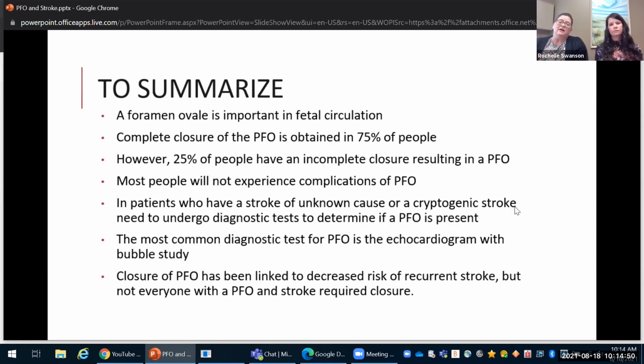That does not mean that everybody who has a PFO requires closure, nor does everyone who has a PFO and a stroke require closure. And one thing that I didn't share when I was talking about the closure is that there is an increased risk of developing atrial fibrillation when they're doing that PFO closure. So that's one of those things that they have to look at when they're making that determination. But I think that's what we have.